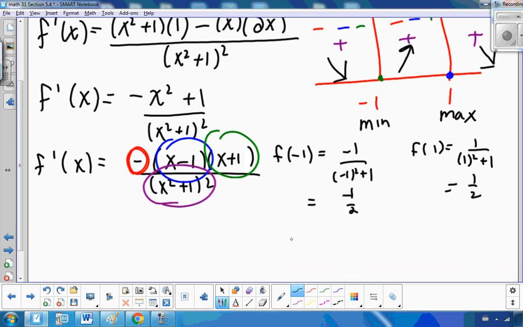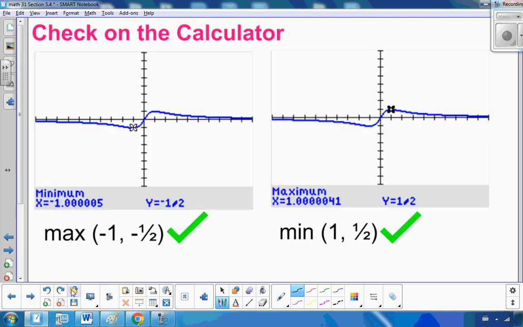So what that means is that I have a minimum at -1 and -1/2, and I have a max at 1 and +1/2. Again, I always like to put those into the calculator just to check to see if I've done it correctly. And you can see I do in fact have a min at -1, -1/2 and a max at 1, 1/2. Okay, so that's it for the second derivative test, section 5.4.